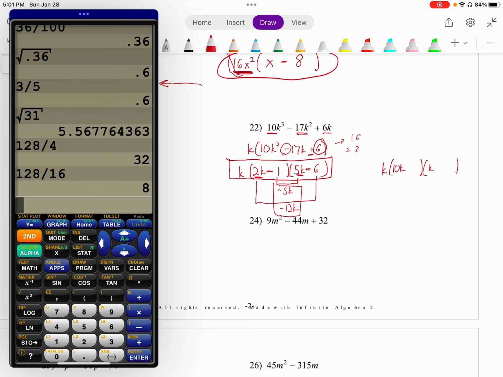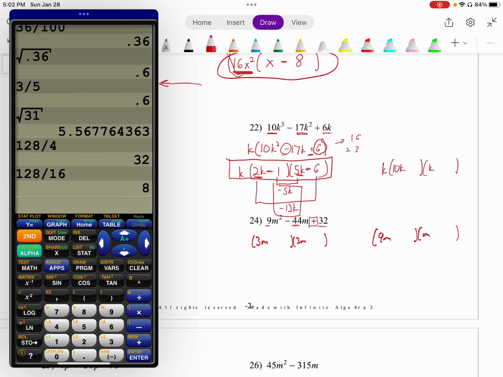All right, let's go to 24. The first thing we do in factoring is see if there's a common factor. 9, 44, and 32 don't have any common factors, and there aren't any common variables, so we are going to go through this. And how can we get a 9m squared? Well, we could do a 3m times a 3m. However, we could also do a 9m times a 1m. Let's see what's going to work here.